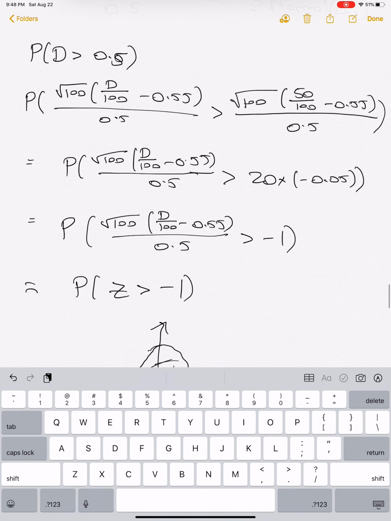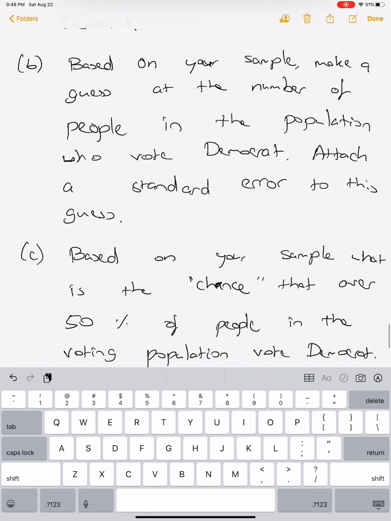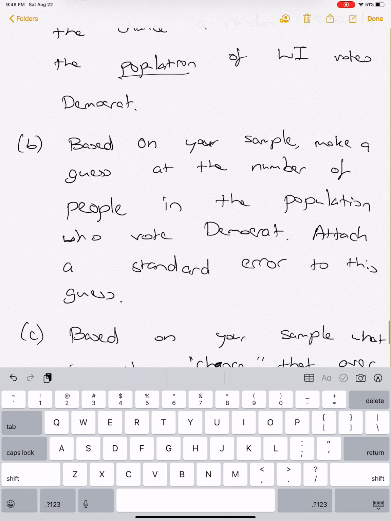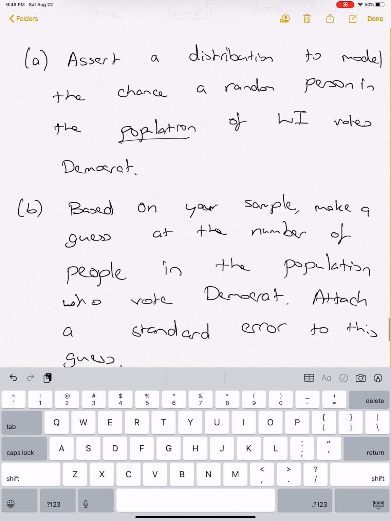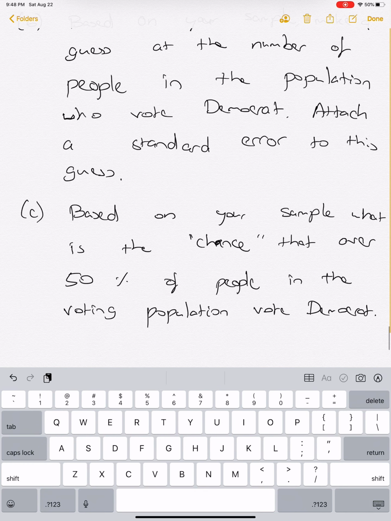Okay, so sorry. All of the questions we're asking here are based on now trying to use the sample to assert what's going on in the population. So we're first going to ask for a distribution to model the chance that a random person in the population who votes in Wisconsin will vote Democrat. Based on our sample, we want to make a guess at the number of people in the population who vote Democrat. And then we want to attach a standard error to this guess.